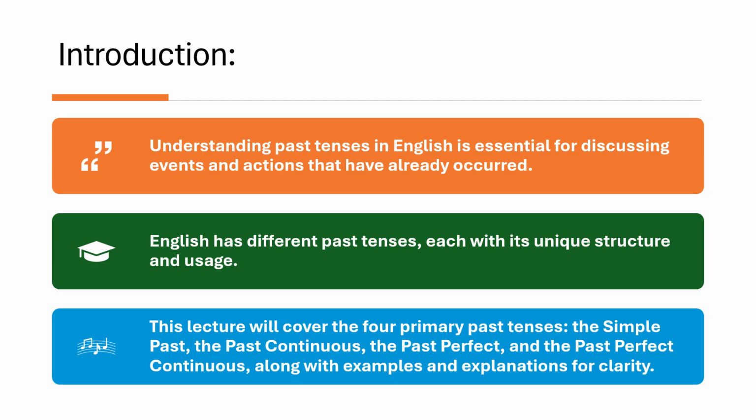Understanding past tenses in English is essential for discussing events and actions that have already occurred. English has different past tenses, each with its unique structure and usage. This lecture will cover the four primary past tenses: the simple past, the past continuous, the past perfect, and the past perfect continuous, along with examples and explanations for clarity.